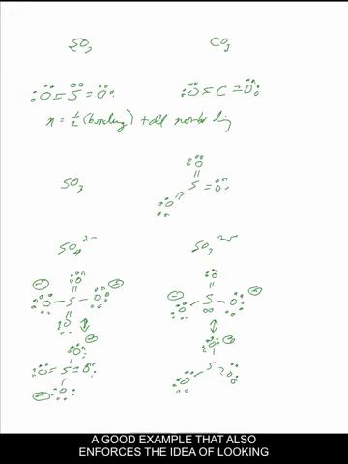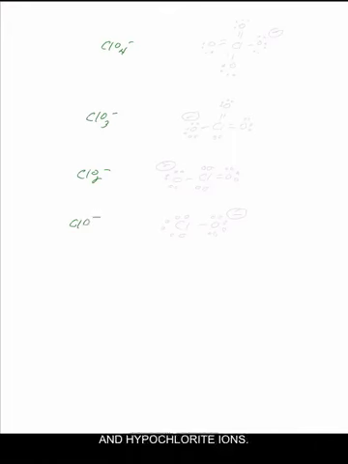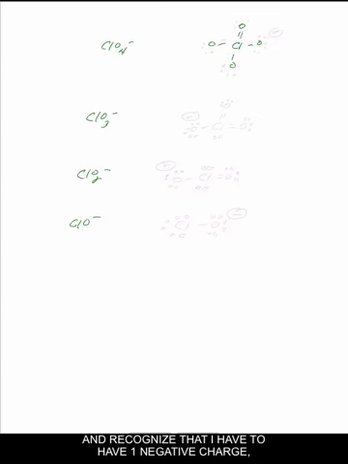A good example that also reinforces the idea of looking at the non-bonding electrons is looking, for example, at the series perchlorate, chlorate, chlorite, and hypochlorite ions. Notice here that if I put a chlorine in the middle and hang 4 oxygens on my chlorine, and recognize that I have to have 1 negative charge, I just instinctually put non-bonding electrons around, double bonds around 3 of these oxygens to make them neutral, and leave the last oxygen negative. Again, they're resonance structures. I can draw any one of those 4 oxygen atoms with a negative charge.